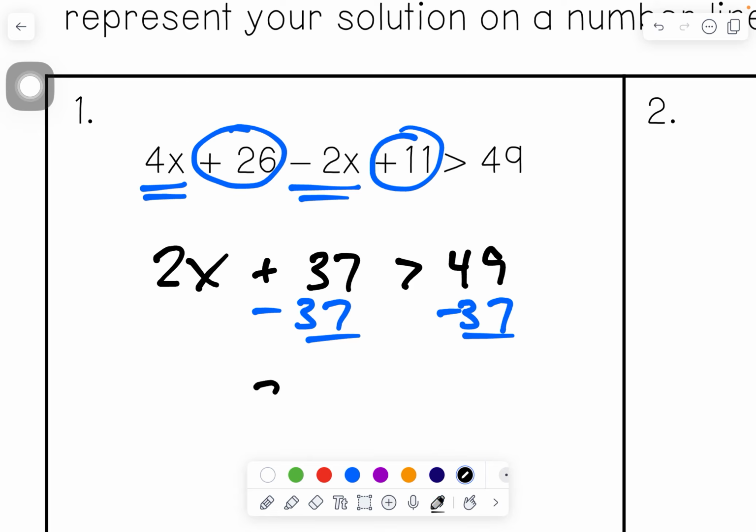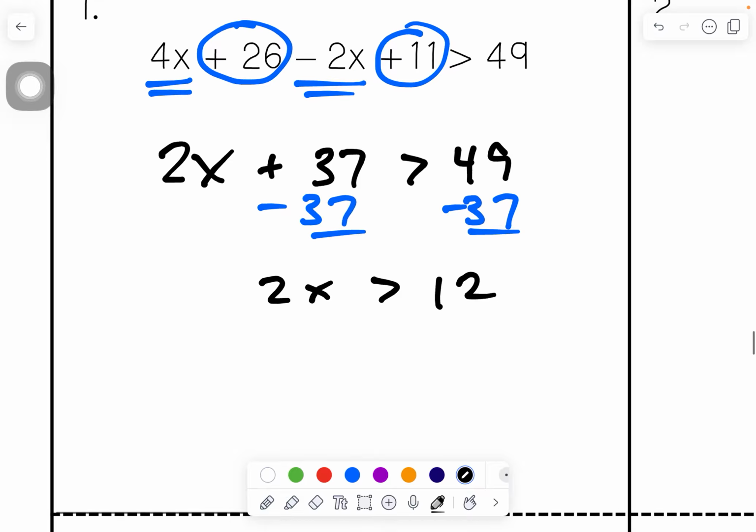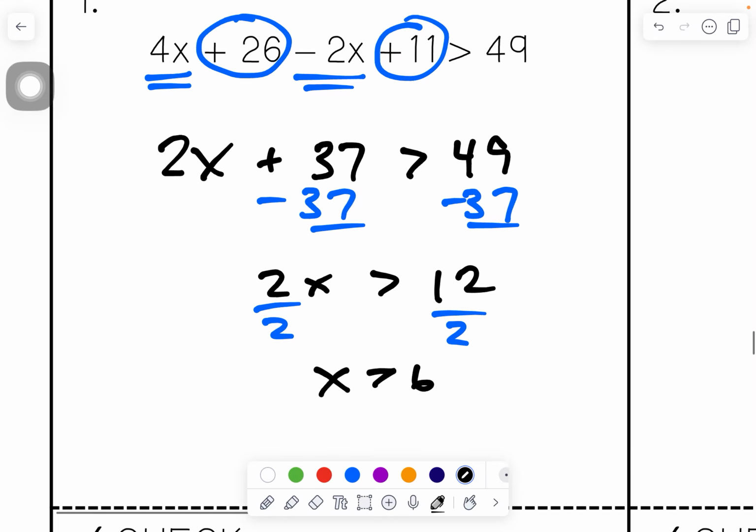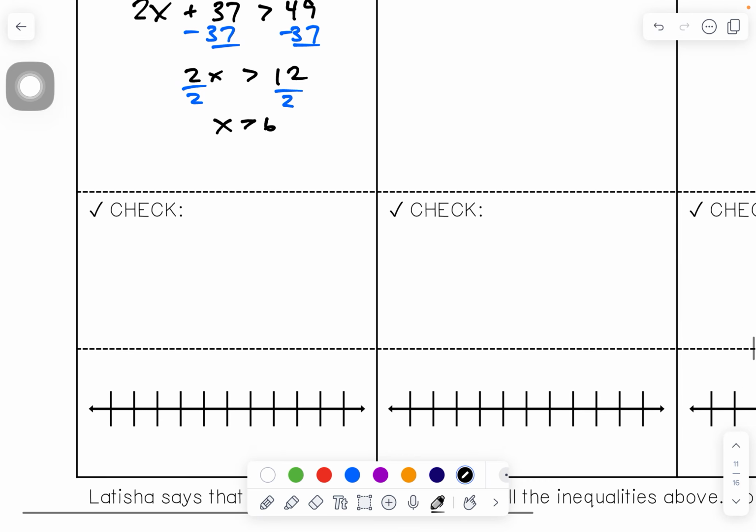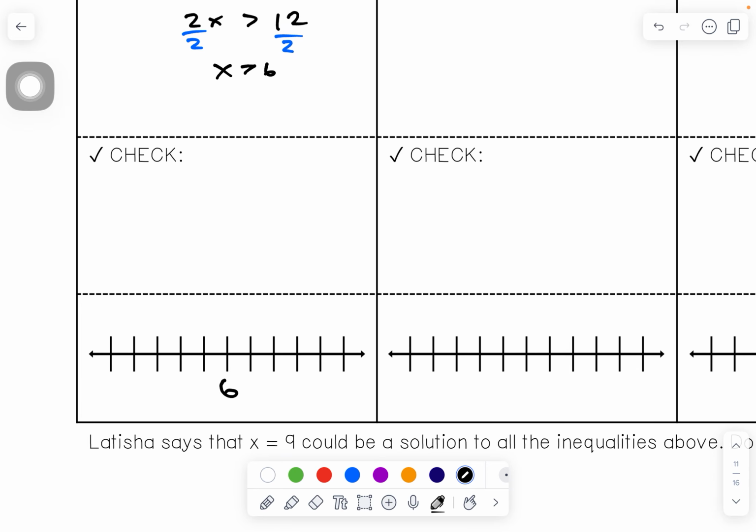I end up with 2x is greater than 12. Then my next step is to get rid of the coefficient, which is divide by 2. So I find out that x has to be greater than 6. Don't forget, when we do these, we're graphing them on a number line. So I'm coming down here to the number line. I'm going to put 6 somewhere in the middle. I can label whatever parts of it I want.